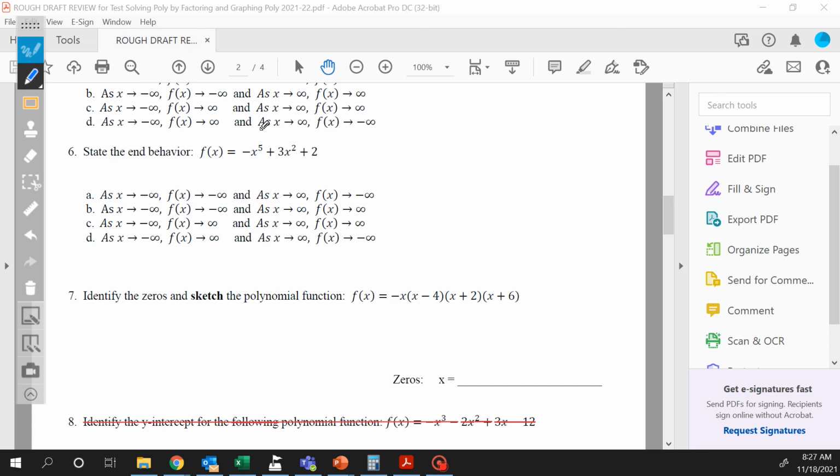Number 6, once again, end behavior. This is the highest degree term, so this is the first term, and it has a leading coefficient that is negative, so the right side goes down, either this one or this one. And the degree is 5, which is odd, so the left side is going to do the opposite. Left side is going to go up, so that's letter D.